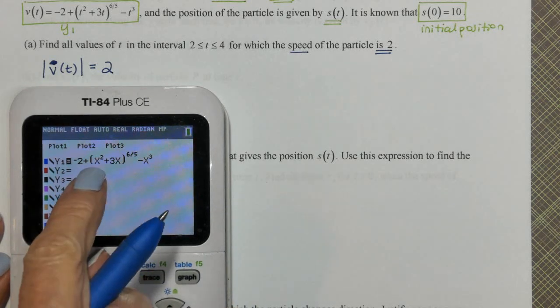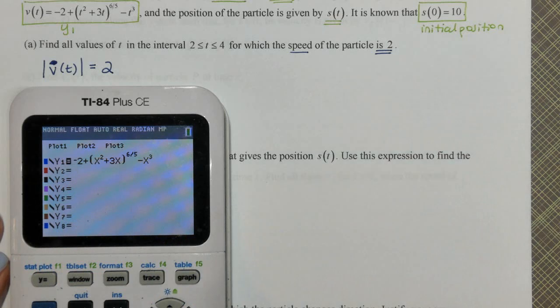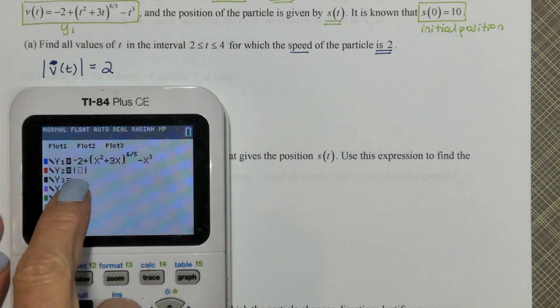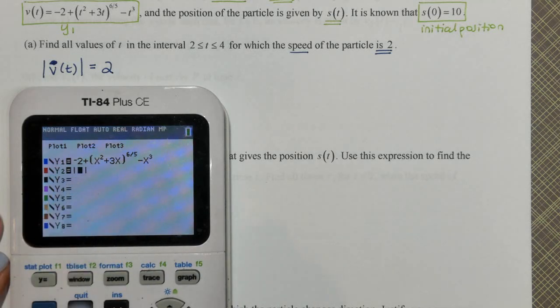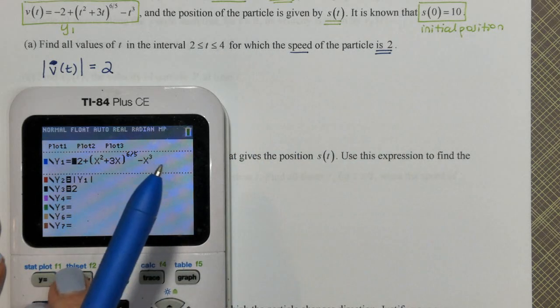Well, speed is not my y1. That's velocity. Speed is the absolute value of that. So I am going to write a y2 and make y2 the absolute value of my y1. That way, y2 is speed. I want to know when is that 2, so I'm going to make y3 equal to 2. Turn off that graph of y1 because I don't want to see it. And I'm going to graph this between 2 and 4 for x.